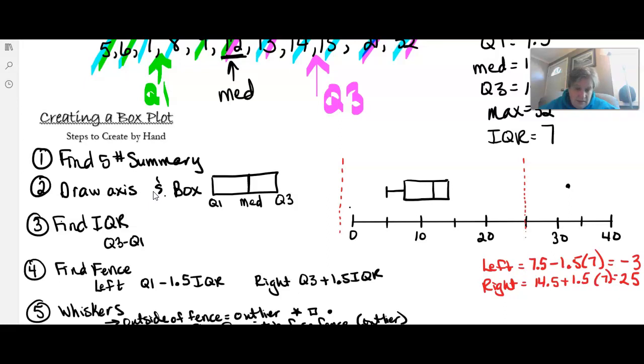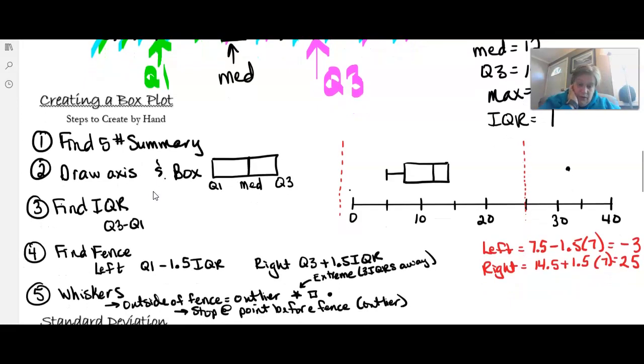Sometimes they save these stars for extreme outliers, which are 3 IQRs away. So if you have a really extreme outlier, you would put a star. But you don't have to. But if you're looking at box plots and you see that, that's what that signifies. When I'm grading how you're doing it, if you don't have the star, you're not going to get marked off.